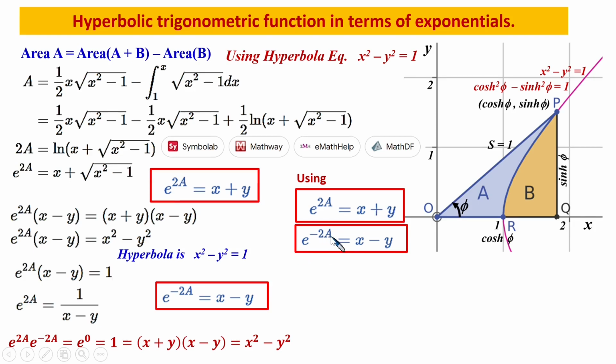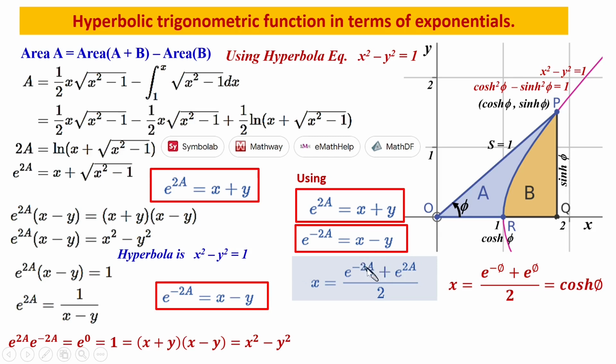So now by using e to the power 2a is equal to x plus y and e to the power minus 2a is equal to x minus y, I can add them, and if I add them, the plus y and minus y will get cancelled. So 2x is e to the power 2a plus e to the power minus 2a, and so x is that divided by 2. Now since we know that 2a is equal to phi, which we have derived earlier, instead of 2a I write phi here, so I get x is equal to e to the power minus phi plus e to the power phi divided by 2, which is cos hyperbolic phi, because I said that x is equal to cos hyperbolic phi.